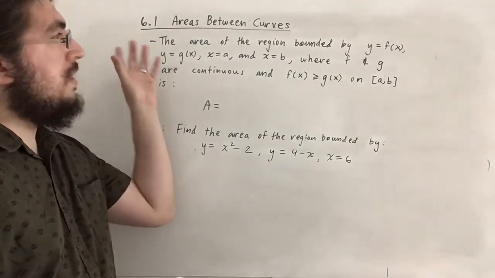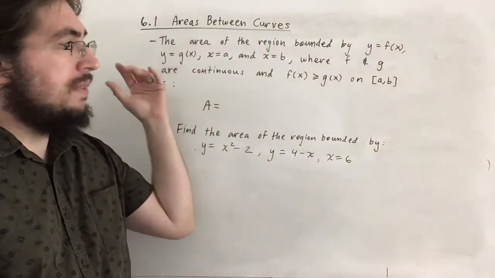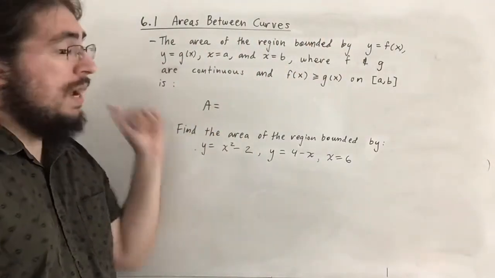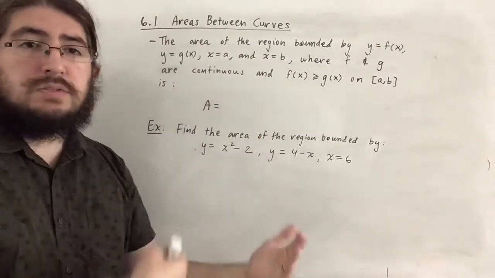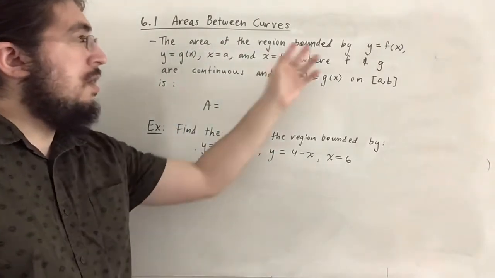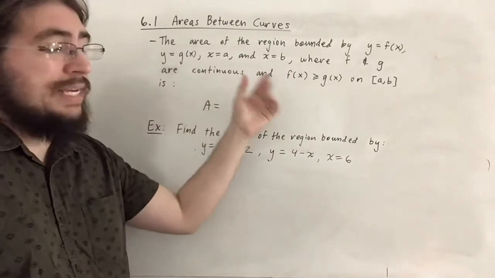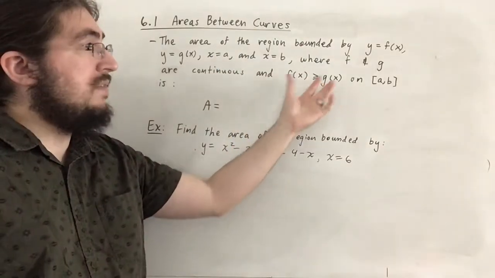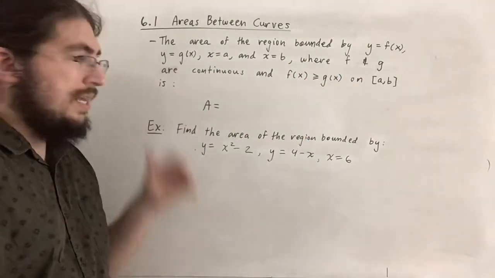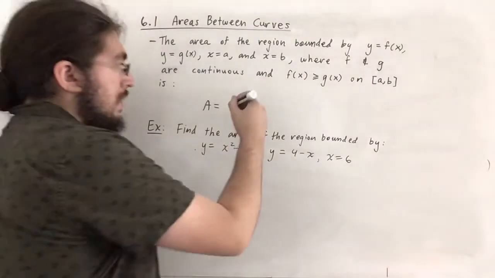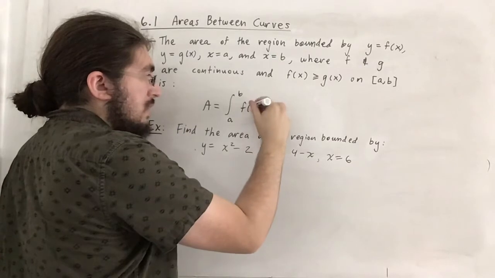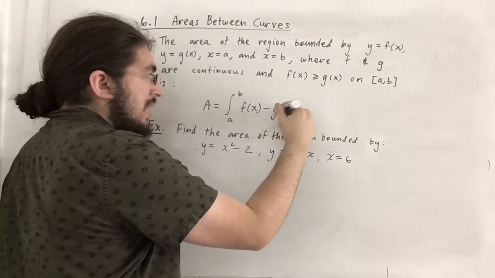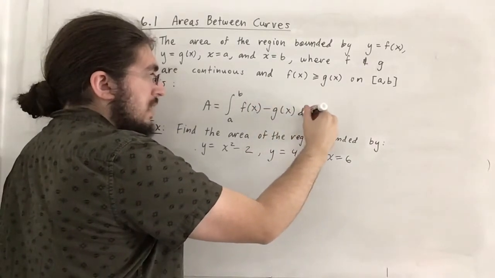So here we say that the area of the region bounded by the curves y equals f of x, y equals g of x, and the two lines x equals a and x equals b, so those two vertical lines, where f and g are continuous and f of x is bigger than or equal to g of x on the interval a to b, is, so it's a mouthful, but the area is actually just the integral from a to b of f of x minus g of x. And it's not too hard to explain why this is the case.